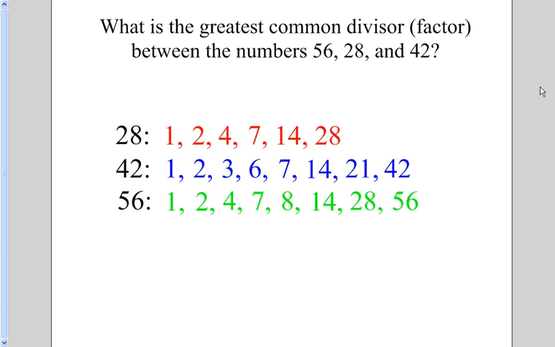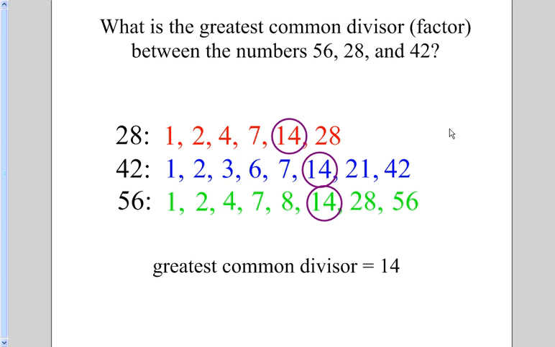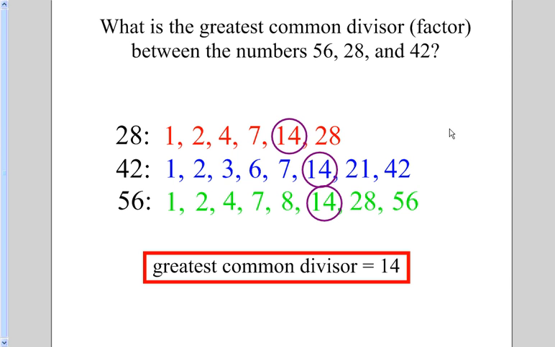But the largest number that they have in common is 14. Each of them has 14 as a factor, and that is the largest factor that they have in common. 28 is a common factor for 28 and 56, but not for 42. So the largest common factor, the greatest common factor, or the greatest common divisor of 56, 28, and 42 is 14. And that is the answer to this particular question.